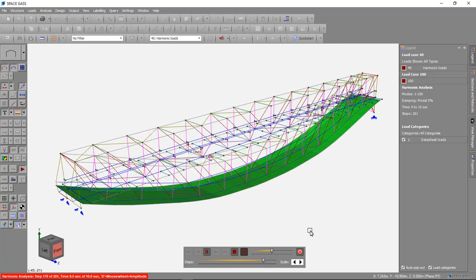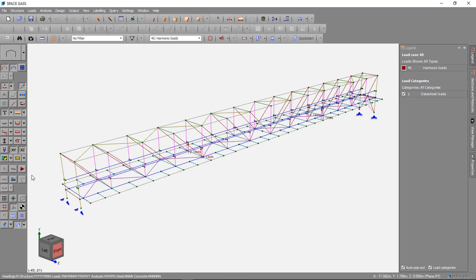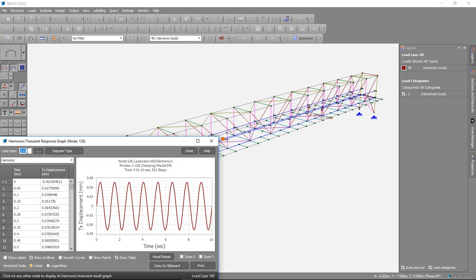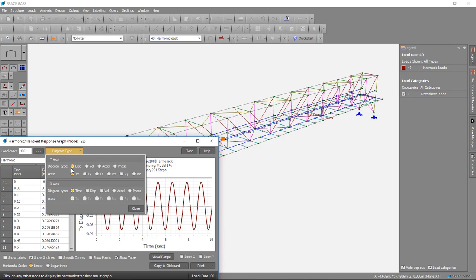We can also get a graph for any of the nodes to show the motion that we're getting. So let's say I pick a node in here somewhere and right click on it and then choose Harmonic Transient Response Graph. Choose the load case that you're interested in and the diagram type. It's quite important that you choose this correctly because the default is an X displacement diagram, which in this case is not what we want. So we want a displacement diagram in the Y direction for the vertical axis and time for the horizontal axis.